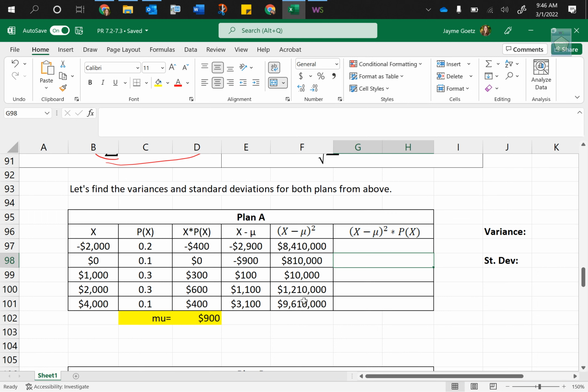Some people freak out though. While you guys are doing that, I'll talk. Some people freak out because they're like, Mrs. Getz, these numbers are really, really big. Well, yeah. Look at the numbers that you're squaring. 2,900, you have to square that. Those numbers are going to be huge, and that's okay. I don't know where those text boxes came from.